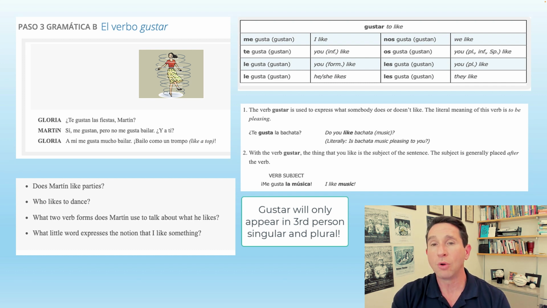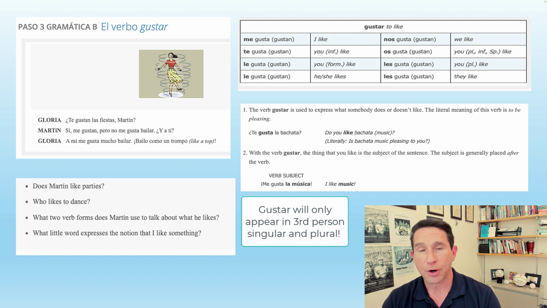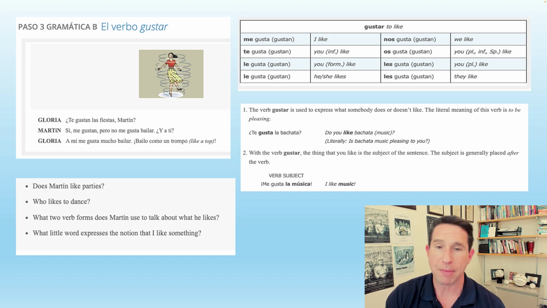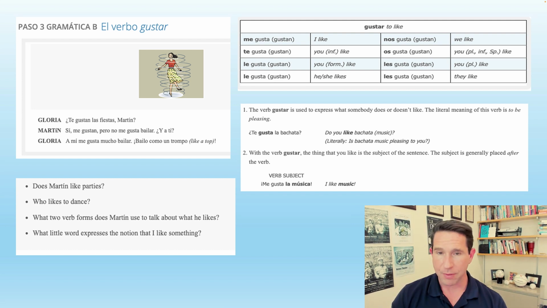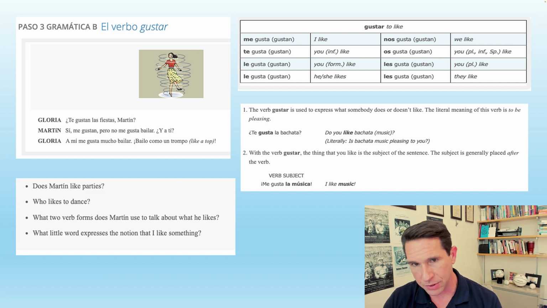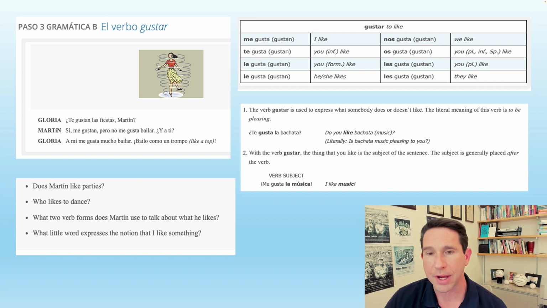These verbs will only appear in these two structures, so it will never be yo me gusta, me gusto, or nos gustamos, or me gustas, etc., right? It will never be that. It's either only going to be gusta or gustan, right? Okay, vamos a seguir. Let us continue.